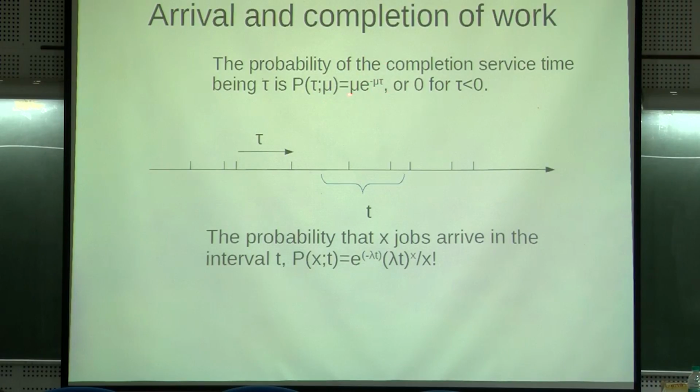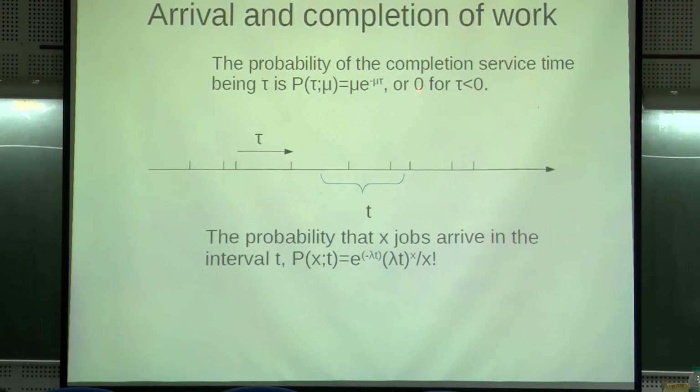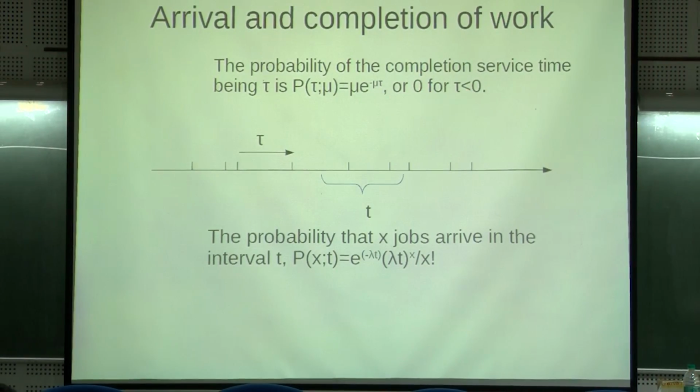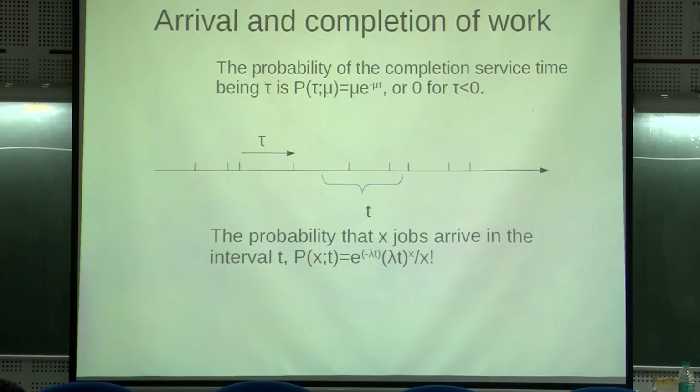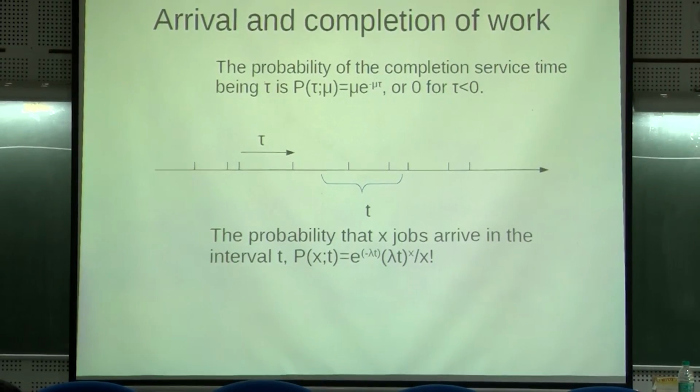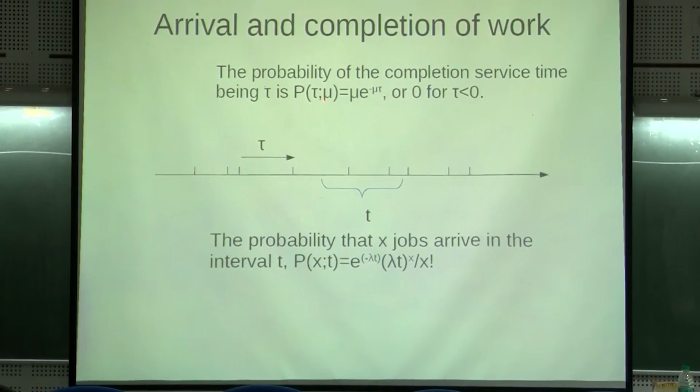And so it has a probability of the service time being tau, for example, as given by this exponential function, or 0 if tau is less than 0. So jobs never take negative time to do. They're always something 0 or more.